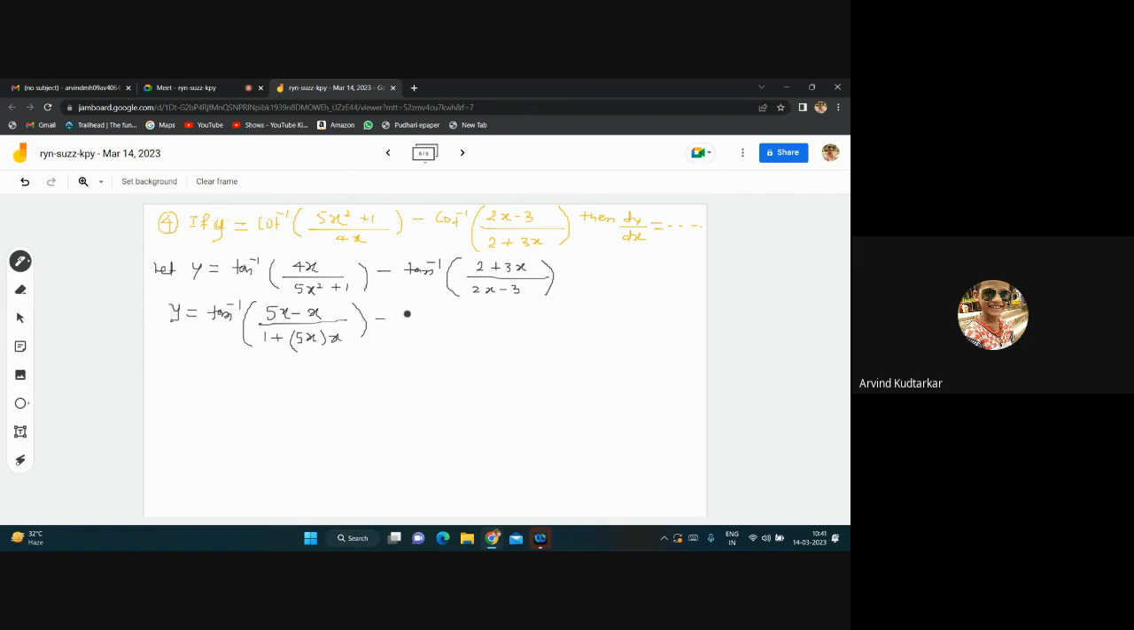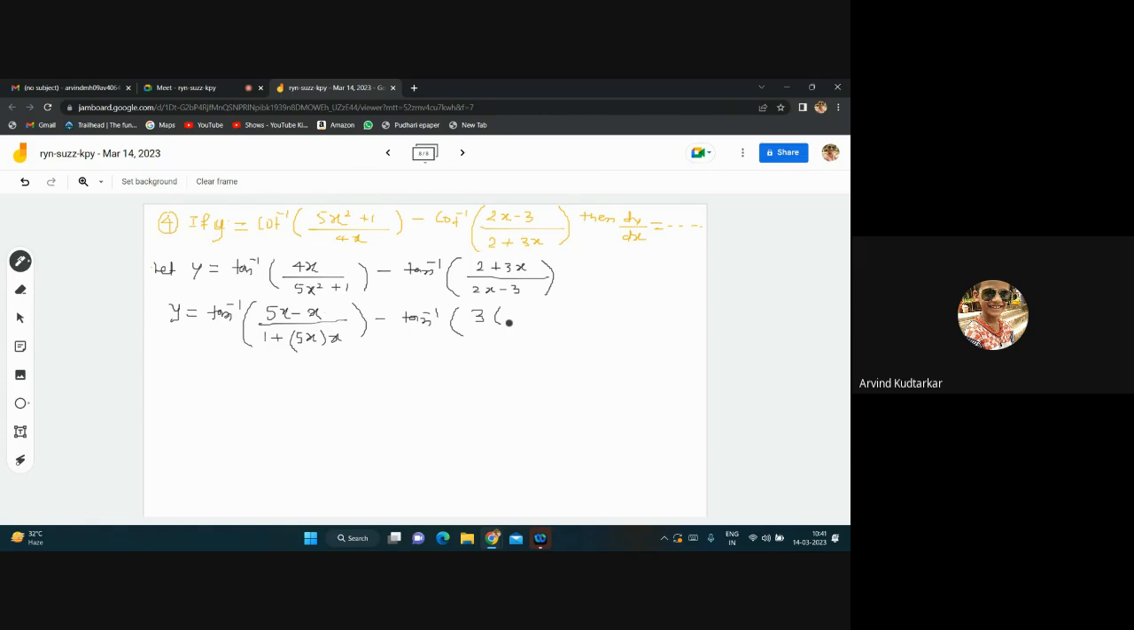minus tan inverse of, so take 3 as common: 3 times (x plus 2 by 3), upon, from the denominator also take minus 3 as common, so minus 3 times (1 minus 2x upon 3). So the 3 and 3 get cancelled. And here we know the result of tan inverse of (a minus b) upon (1 plus ab) is tan inverse of a minus tan inverse of b.